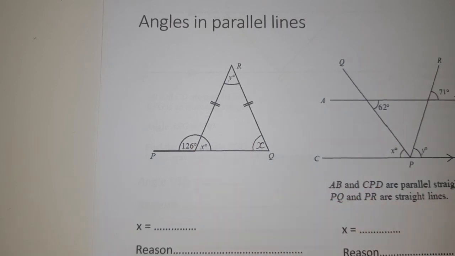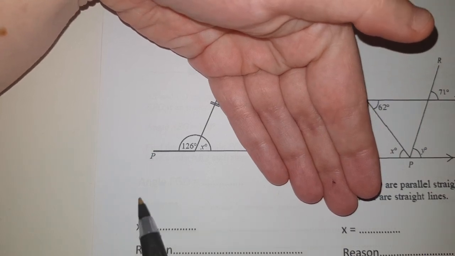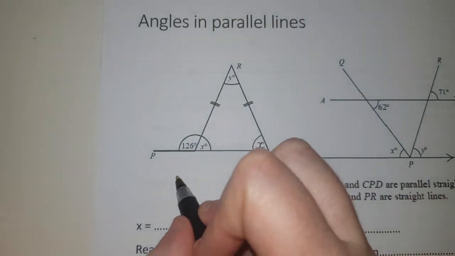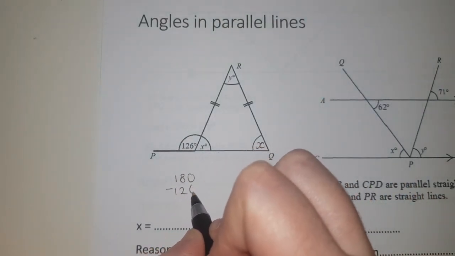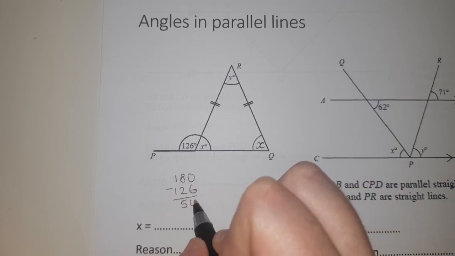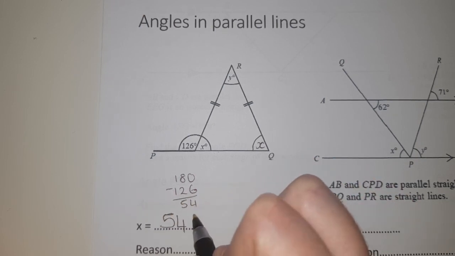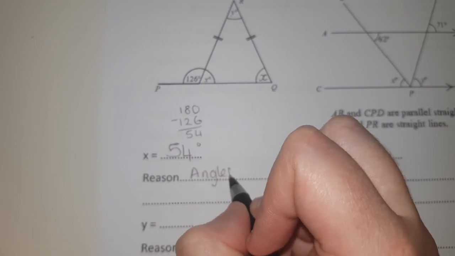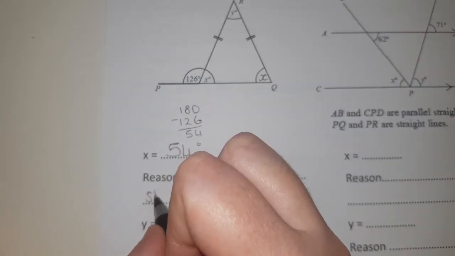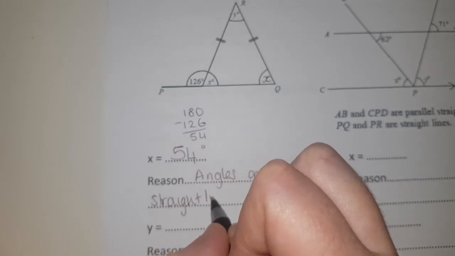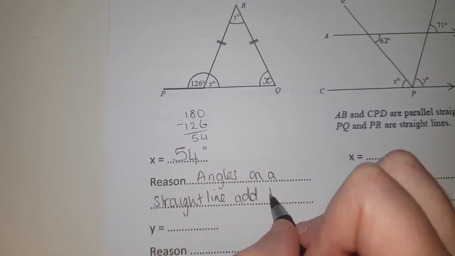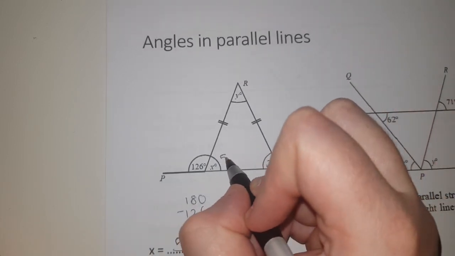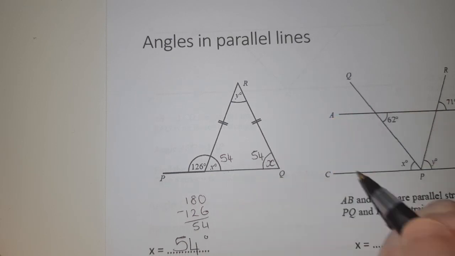So if I then basically cover up this part of our shape, what I've ended up with is angles on a straight line. So I know that they have to add up to 180. So if I do 180, subtract 126, I'm left with 54 degrees. So angle X is 54 degrees. And the reason, and you need to be clear with these reasons, is because angles on a straight line add to 180.